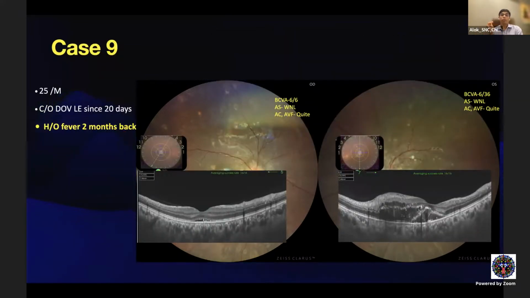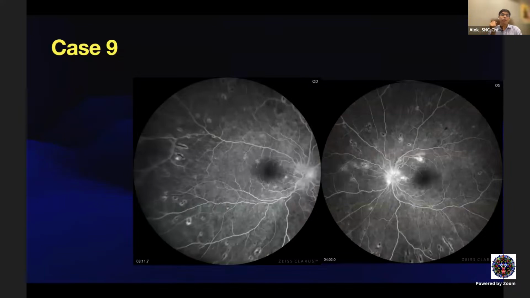uveitis. Now, when we did an OCT, we saw that there was a little bit of subretinal fluid in the right eye, while in the left eye there was significant subretinal fluid along with intraretinal fluid. Now, the FFA showed there were just point leakages corresponding to those areas of deep retinal yellow lesions. And there was a little bit of disc leakage, more in the left eye than in the right eye.